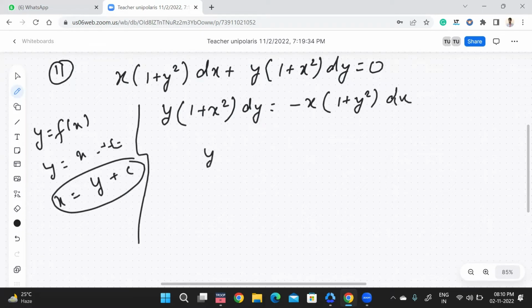So we can now write y upon 1 plus y square dy equals minus x over 1 plus x square dx. So how can we integrate here?